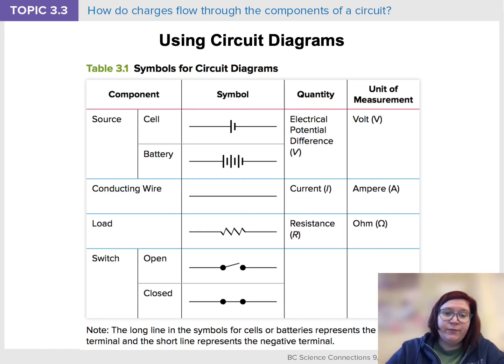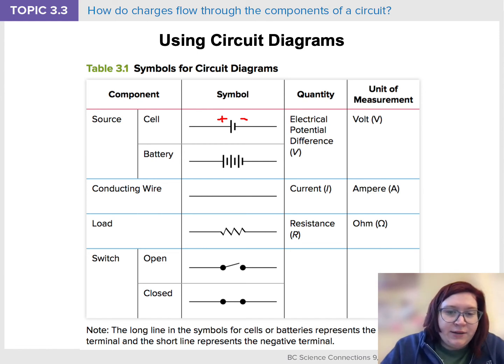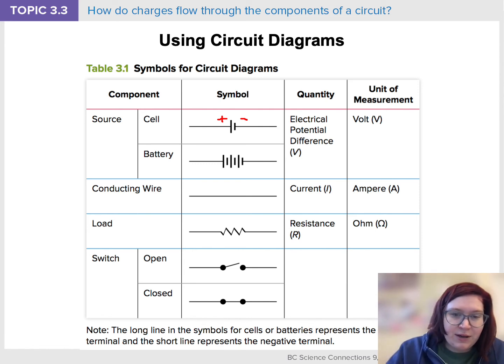So for example, if you're drawing a cell, you can draw one large vertical line and one small one, and then you're drawing the wire coming out each side. In this diagram, the short end is the negative terminal and the long line is the positive terminal. Okay. Same with down below here, you have a battery. A battery is a bunch of cells connected together, so you can represent this by drawing 3 sets of the short lines and long lines.